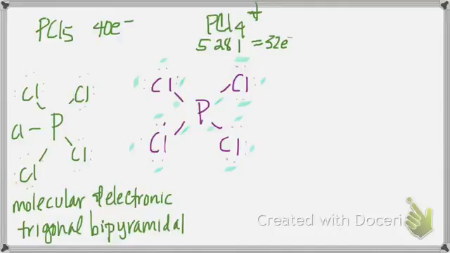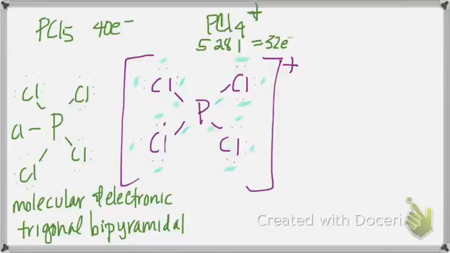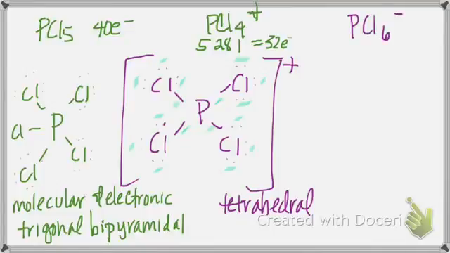So I have 32 electrons, so my structure is good, except I need to give my brackets, because it is an ion, and give it a plus sign. Its molecular and electronic geometry are going to be the same, again, because there are no lone pairs. We've got 4 things bonded to it and no lone pairs, so it's got 4 areas of electron density, so we have tetrahedral. Okay, and then we'll do the last one, which was the PCl6 with the -1 charge.